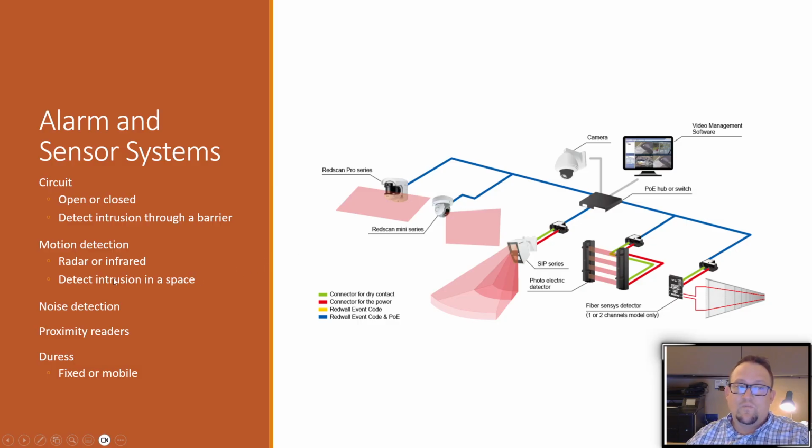We can do motion detection. They can be infrared or they can be radar. They can be noise detection or proximity readers. They could also be a fiber system like you see here that goes within a fence or a wall. There's a whole bunch of different ways of detecting. It doesn't have to just be from cameras. It could be IR or infrared. And honestly, in data centers, we use door access control, cameras, and infrared quite often.